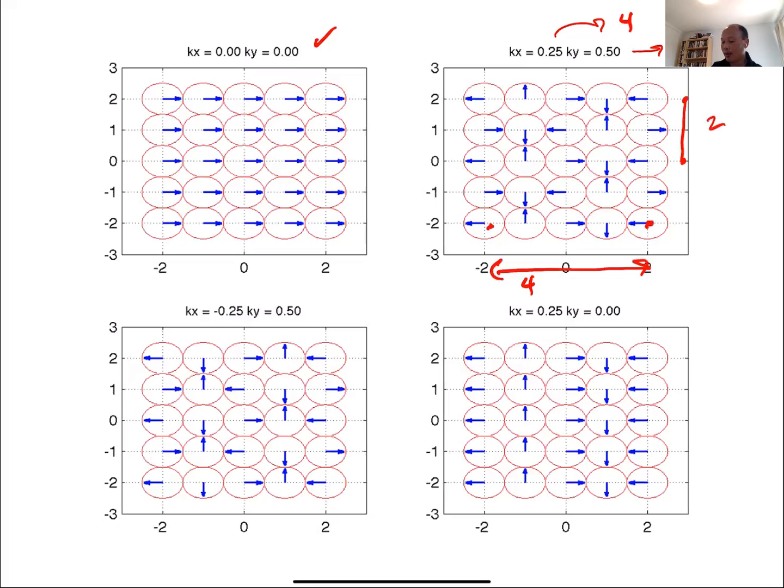Here we've got, similarly, minus 0.25 and 0.5. So the question is, what's the difference there? If we look at this spin here, along this row, as I go along x, this spin has a negative 90 degrees. So it's going faster. So that's kx equals 0.25.